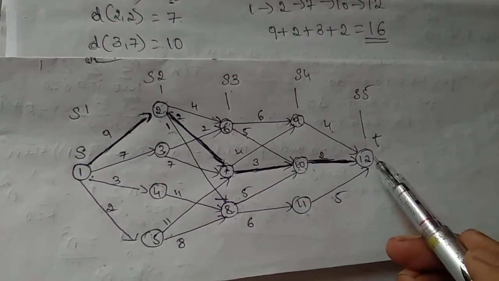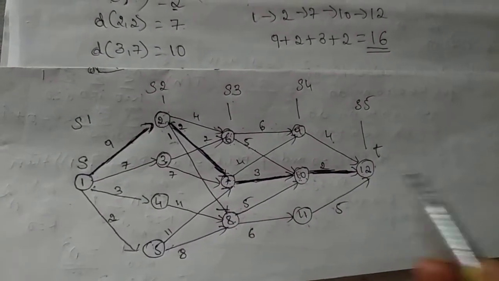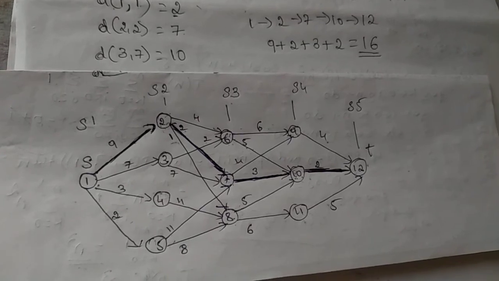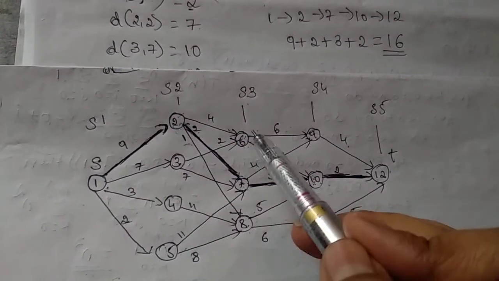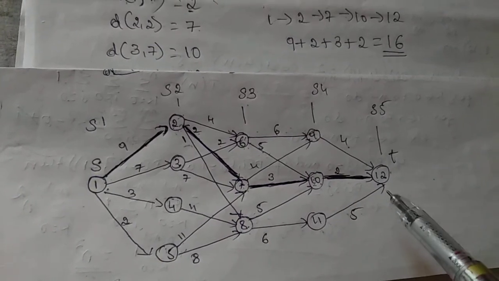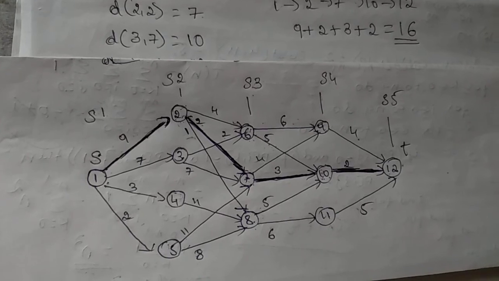This is the minimum path I got from source to sink or from source to destination. Why we call this a multi-stage graph means here all the vertices will be present at different stages. So we consider this as a multi-stage graph.